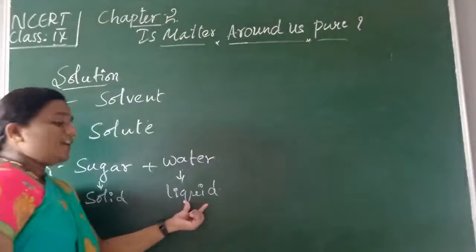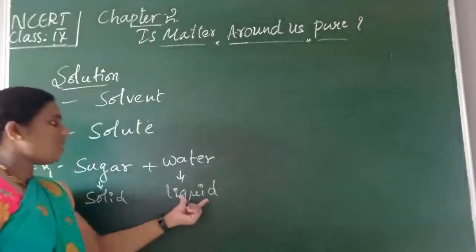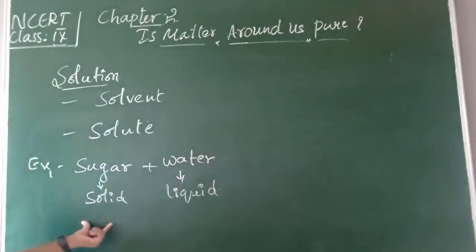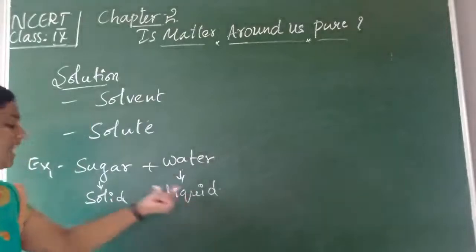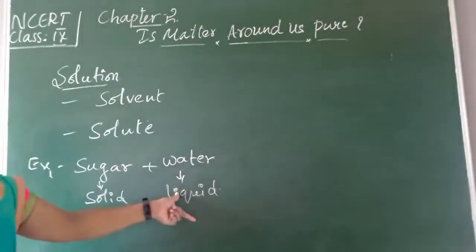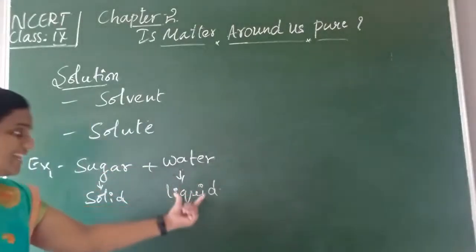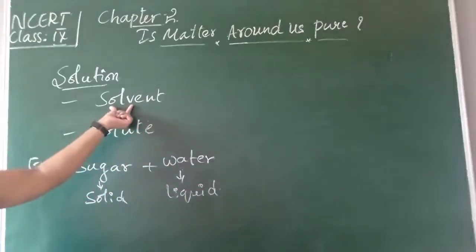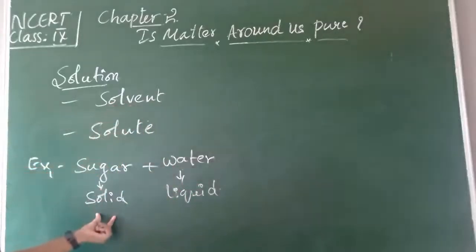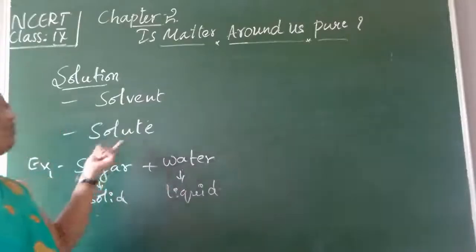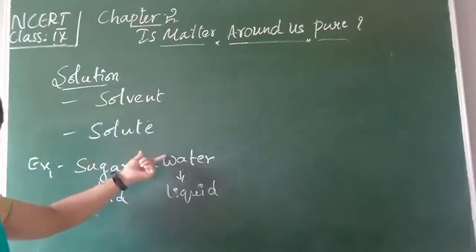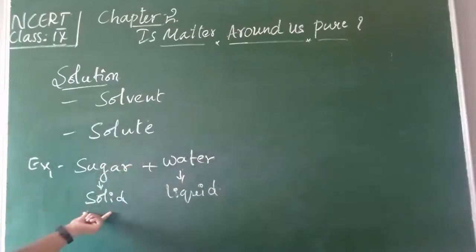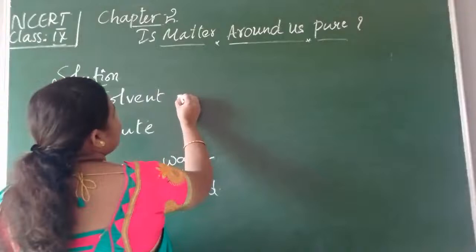A component of a solution which is dissolving other component. Isn't it, children? In this liquid, sugar is going to dissolve. Then now the liquid is called a solvent, whereas the component which is going to dissolve in the solvent is called a solute. Which is the solute here now? Obviously, sugar. So how can we write the definition, children?